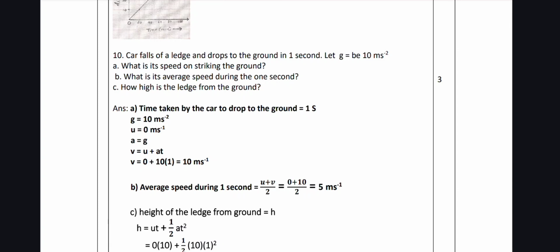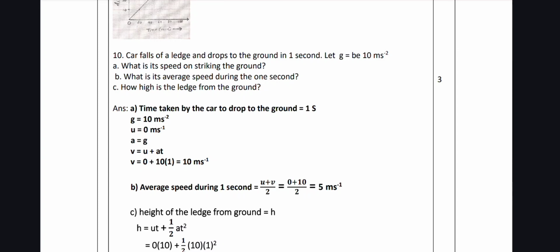The time taken by the car to drop to the ground is equal to 1 s. g is equal to 10 m s^-2. u, which is equal to 0 m s^-1, is being given over there. Next, a is equal to g. So v is equal to u plus at.